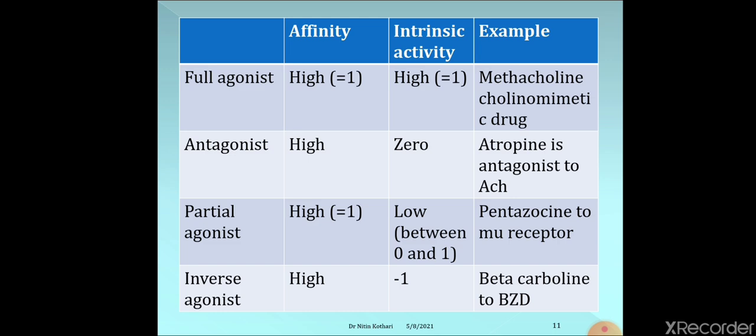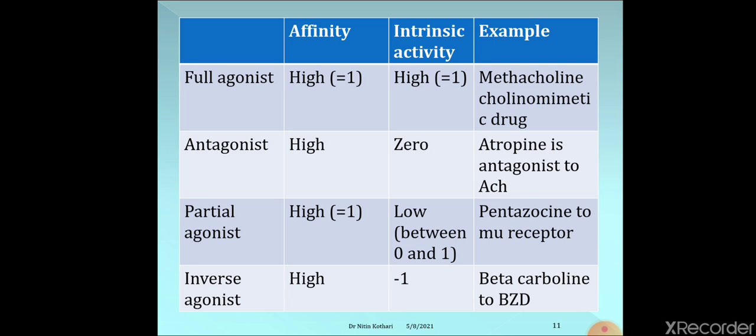Full agonist has high affinity, that is termed as 1. That means the drug can bind to the receptor at its fullest capacity, and this binding can also trigger the pharmacological response to the fullest. So intrinsic activity is 1, the highest. For example, there are various drugs that are agonists to a receptor, like methacholine. This is a cholinomimetic drug. It binds to the muscarinic receptor and shows its effect. These are full agonist drugs.